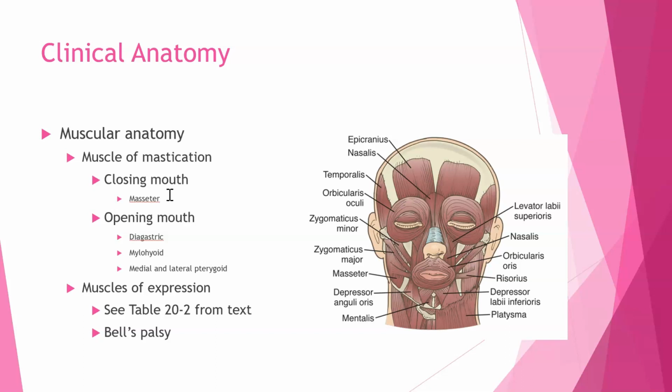Table 20-2 in the text is going to give more information on the muscles of expression, but I do want to touch base on Bell's palsy. Okay, what causes Bell's palsy? It could be a stroke, disease, or infection. It is identified by a lack of symmetrical movement of facial muscles when there's trauma or disease to one or more cranial nerves. So, a couple of different things.